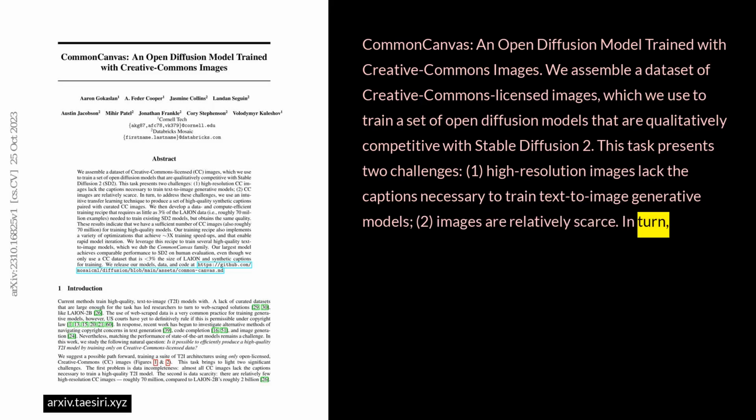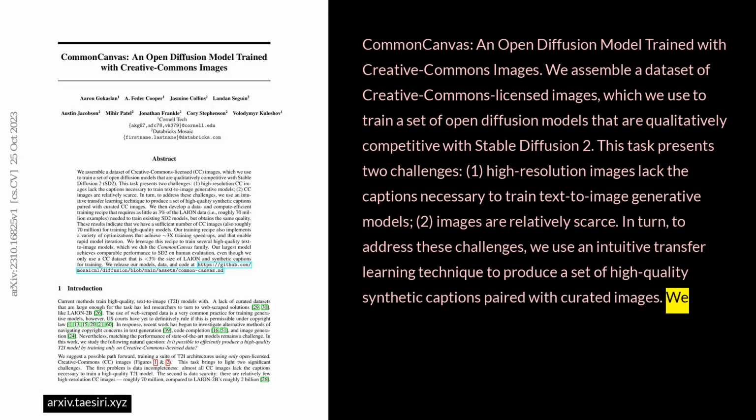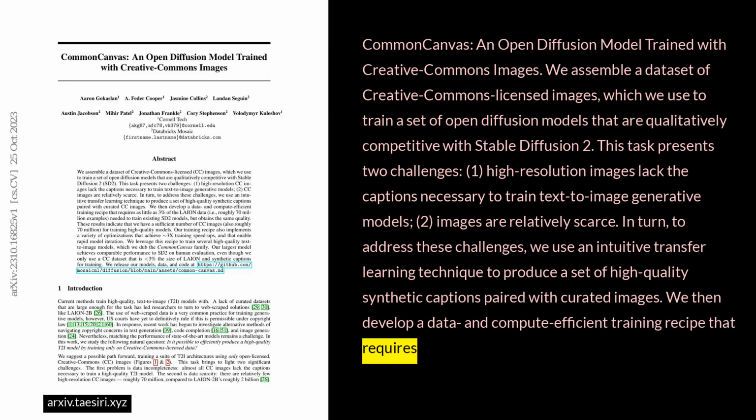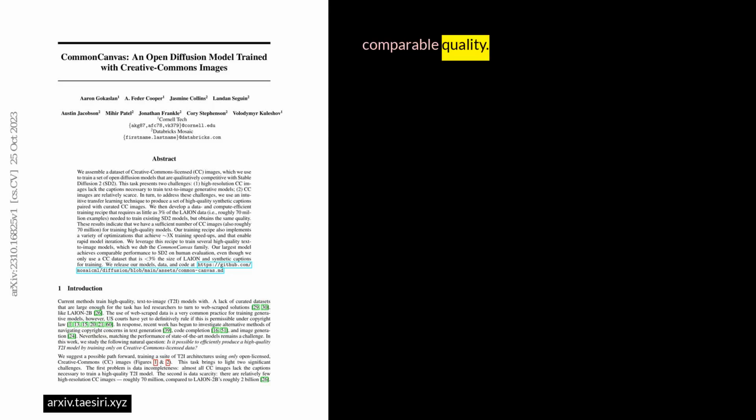In turn, to address these challenges, we use an intuitive transfer learning technique to produce a set of high-quality synthetic captions paired with curated images. We then develop a data and compute-efficient training recipe that requires as little as 3% of the LAION-2B data needed to train existing Stable Diffusion 2 models, but obtains comparable quality.